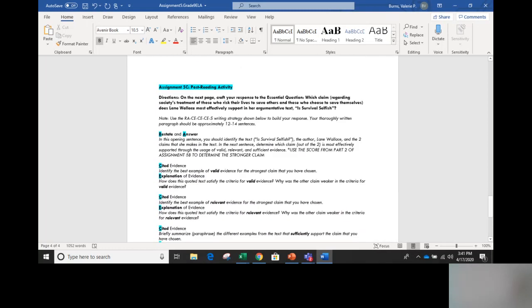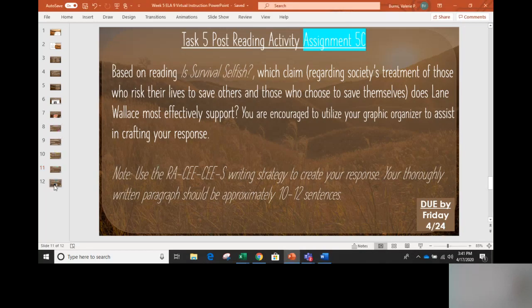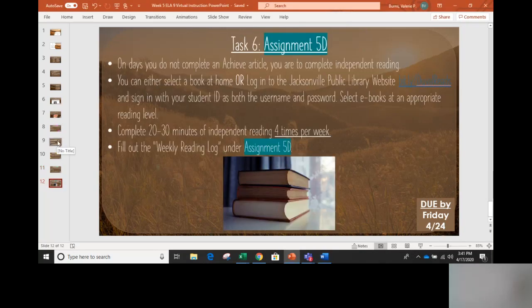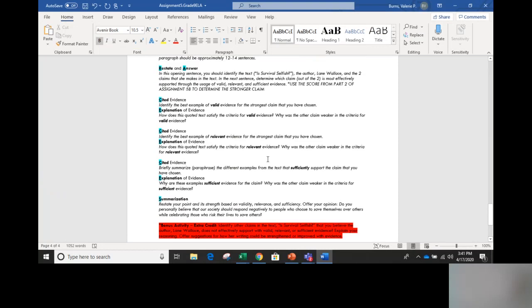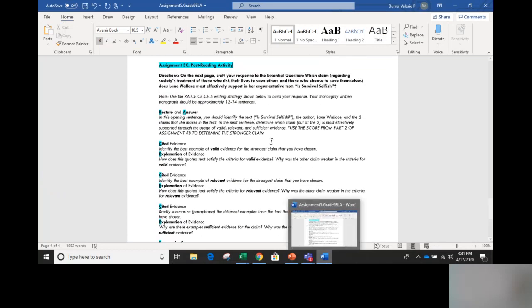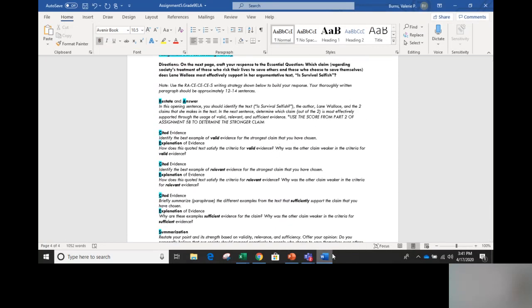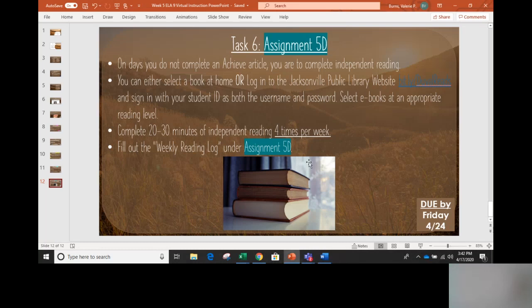Okay, so I'm going to go back here. Lastly, your task 6, assignment 5D. On days that you aren't completing an Achieve article, you are to complete the independent reading. So make sure that you are completing that reading. You should be logging it on the end of your paper. I'll add that down at the bottom there. Remember, that's assignment 5D.